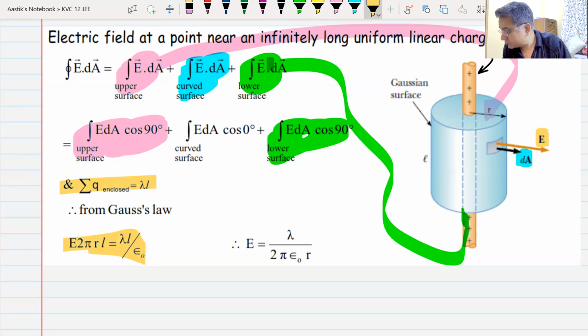Lambda r vector by 2 pi epsilon naught r square. So here you can simply multiply it by r hat, or you can multiply it by r vector and divide it by the magnitude of r vector. So lambda r vector divided by 2 pi epsilon naught r square. Everyone got this? How I got this for the infinite wire?